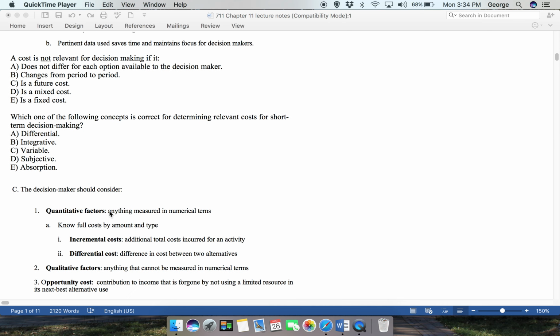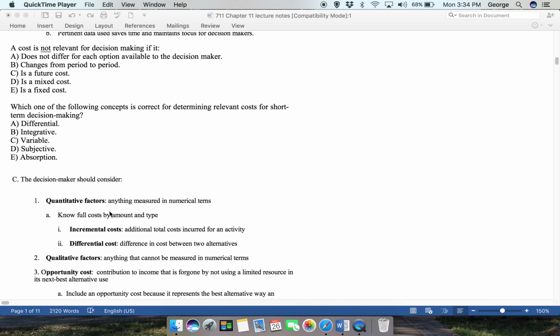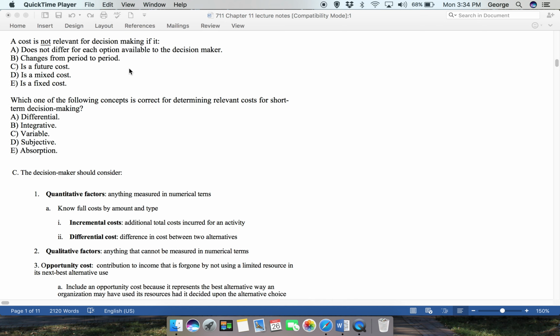All right, so I've got just a couple of multiple choice questions. A cost is not relevant for decision making if which of those is true? It's not relevant if it's not differential. So A is true. If it does not differ for each option available to the decision maker, then it's not going to be a relevant cost. The others could be a relevant cost, but again, they have to meet those 2 thresholds. Can't be sunk, have to be differential.